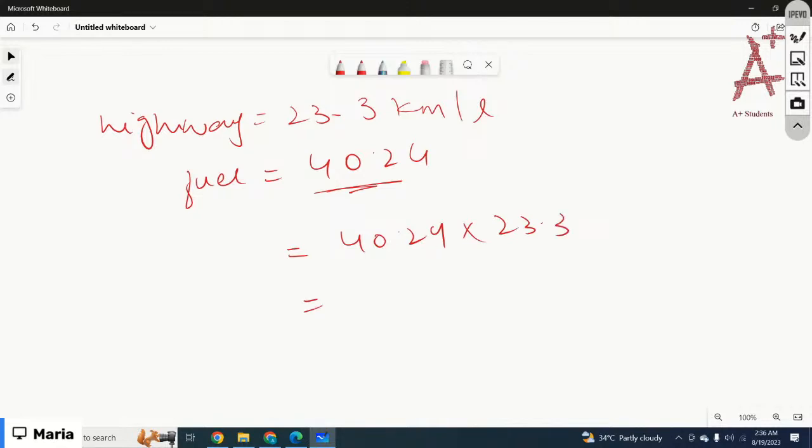Let me just multiply using the calculator. That is 40.24 times 23.3. That would be 937.592 kilometers. That means on the highway the car will cover that distance. For the other car, you have to do the same thing: multiply 40.2 with 21.2 and you will get the distance, right?